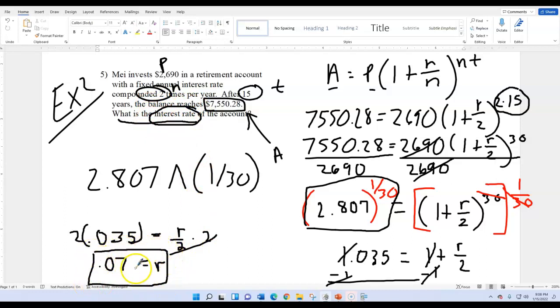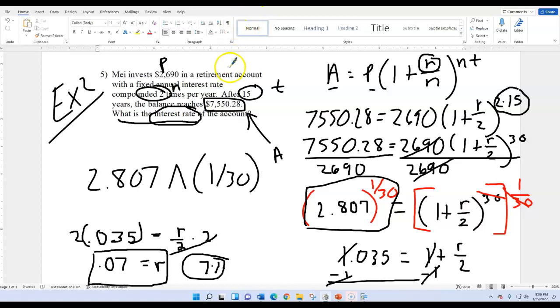But as a percentage, if you wanted to find that as a percentage, you could just multiply it by 100, and that would be 7%. That would be the interest rate. So either one of these answers is acceptable. But there it is. For this particular problem, they did not tell us the R value, but they told us the final amount. And these are the steps that you would go through.